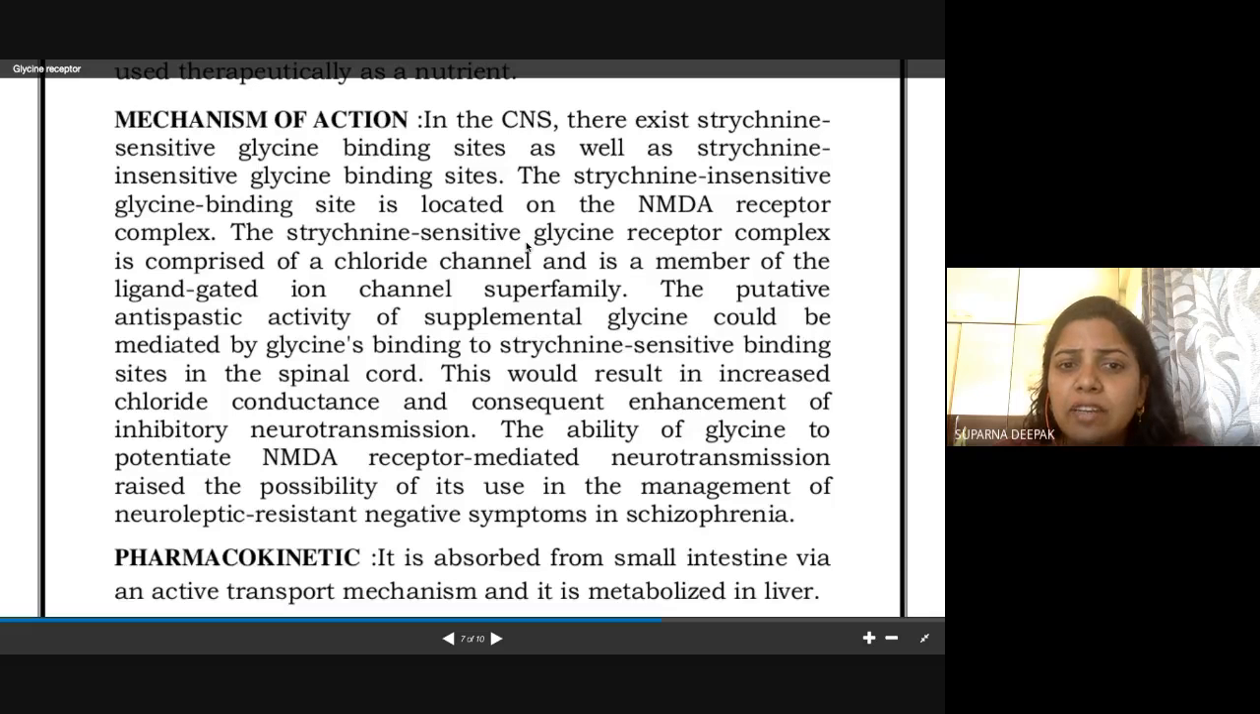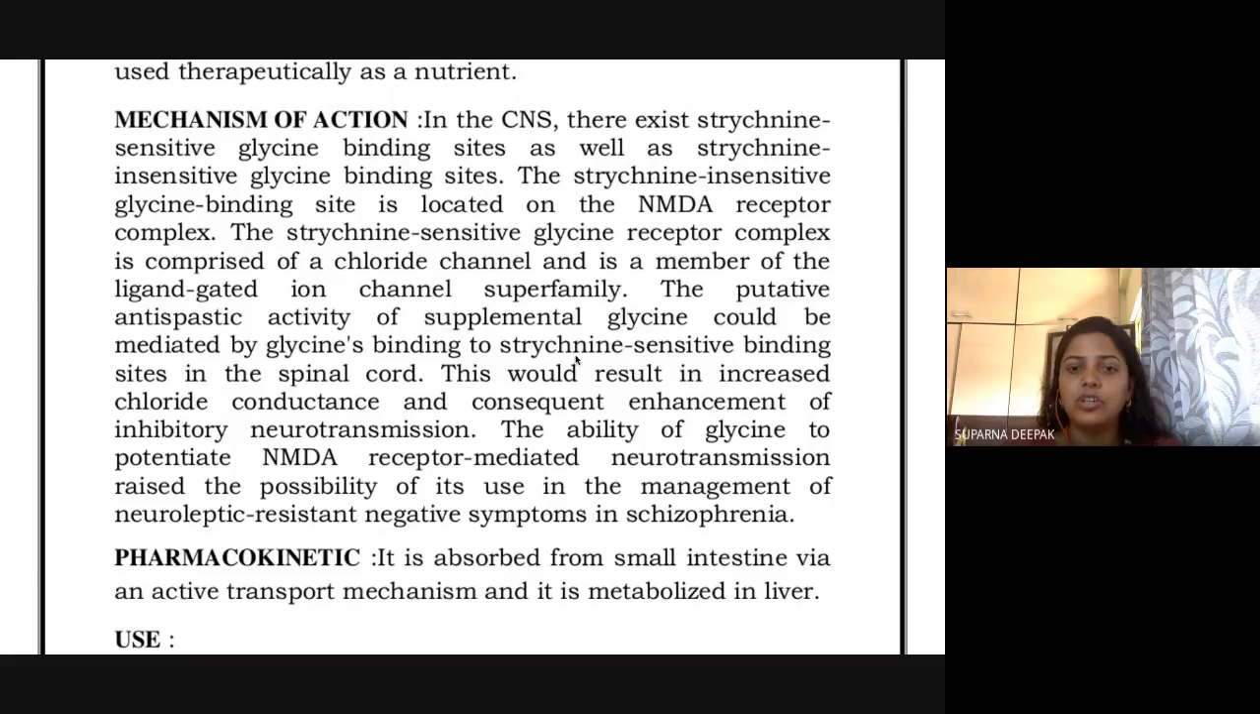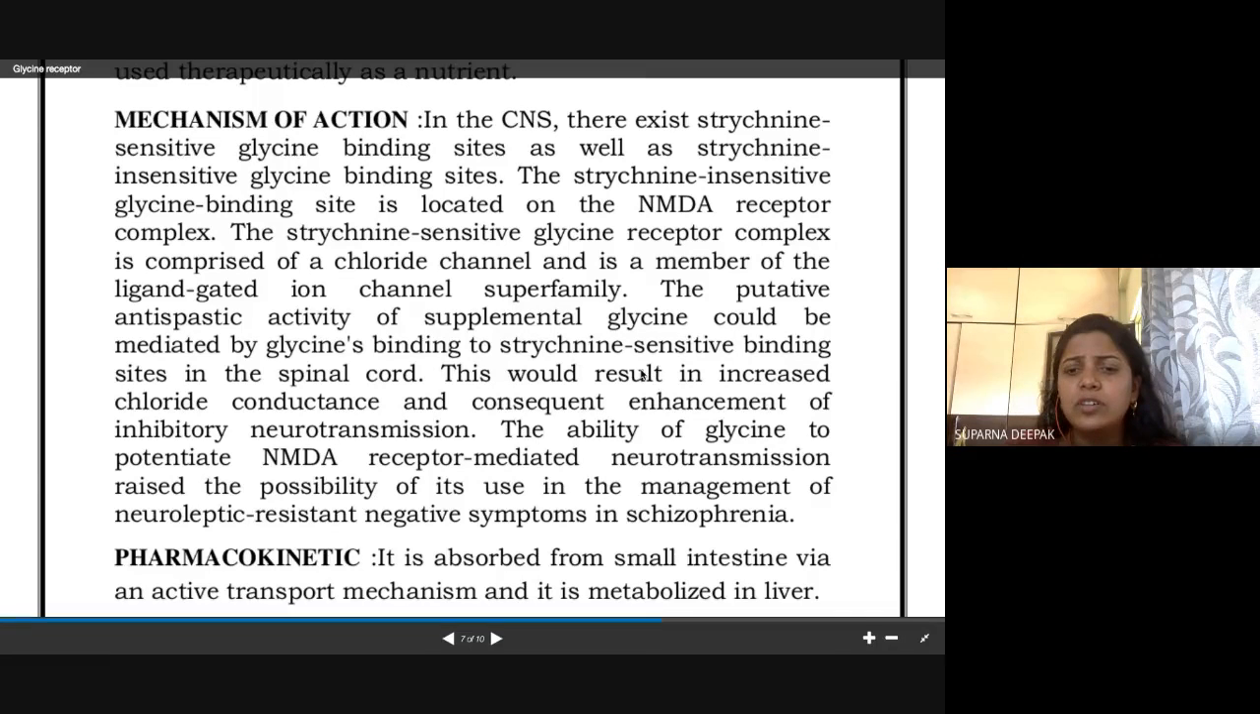Whenever you have the strychnine-sensitive glycine receptor, it comprises these chloride channels, okay, and the strychnine-insensitive one is mostly related to different types of metabotropic receptors. They are mostly involved in chloride conductance, as we have already seen, and subsequent enhancement of inhibitory neurotransmitters. So the basic thing is about how inhibition can be taken up.